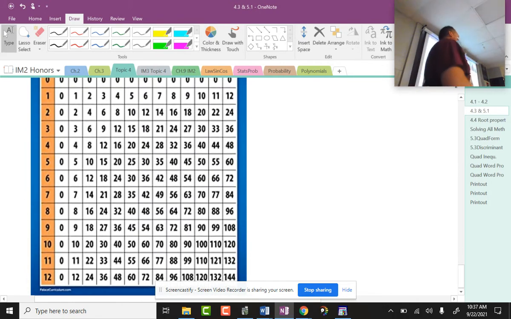We used to have, we don't have a planner this year, right? No one passed out a Porter planner. There used to be times tables in the Porter planner. There used to be a little math section, and they had this.